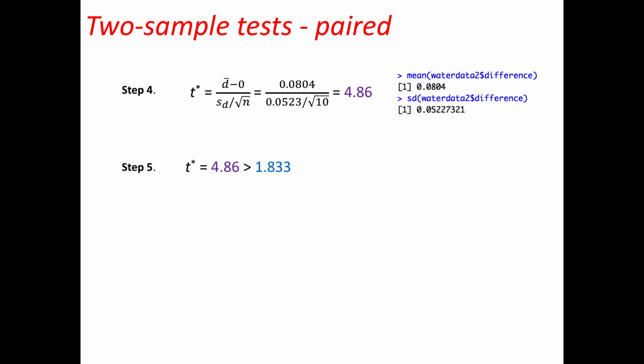So our t-star value, or our calculated t-value at 4.86, is greater than 1.833, which is our critical value. So what does this mean in terms of rejecting or failing to reject the null hypothesis? It means that we reject the null hypothesis because our calculated t-statistic, 4.86, is greater than 1.833, which means that it falls within the rejection region, so we reject the null hypothesis.